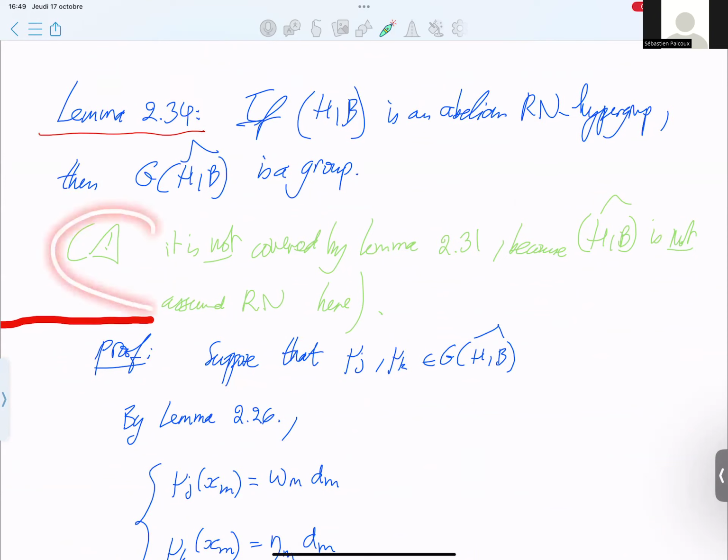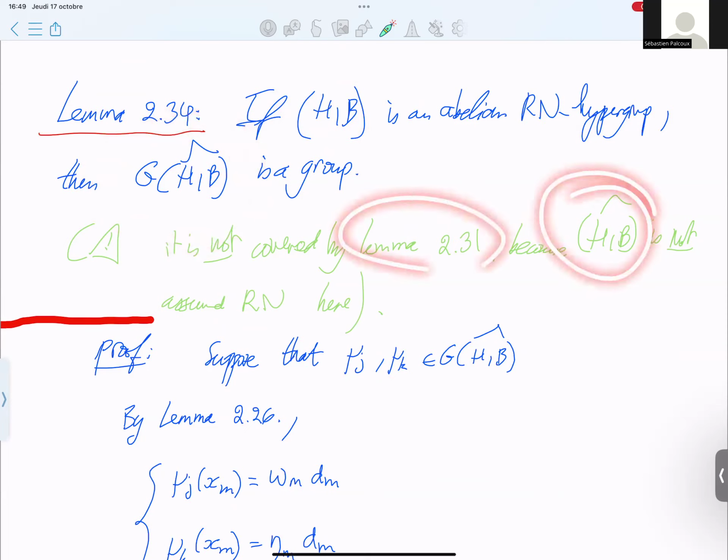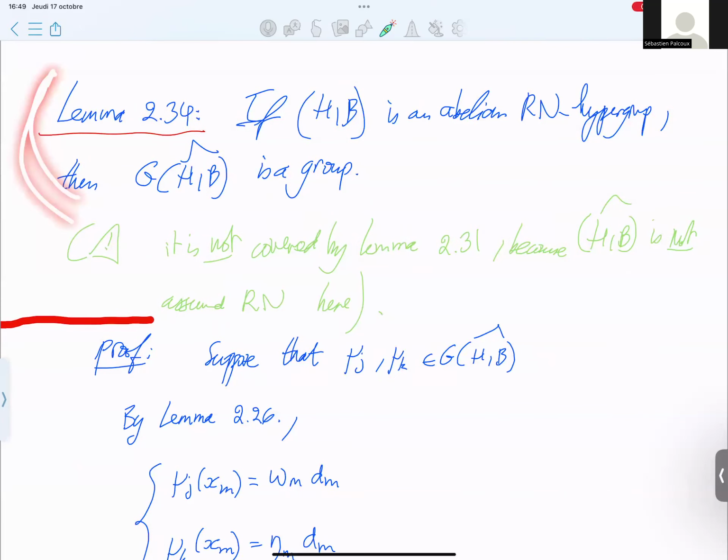So here I explain why this is not covered by what we said before, because this is not assumed to be real and negative. You just assume the hypergroup to be real and negative, and then the set of group-like elements in the dual is a group. In this lemma, we needed this to be real and negative in the dual. So you have something new here.